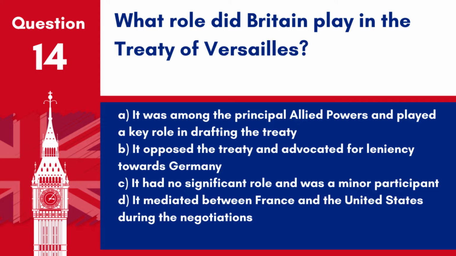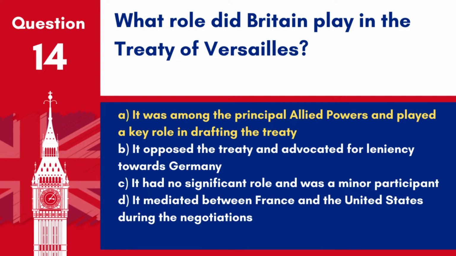Question 14. What role did Britain play in the Treaty of Versailles? A. It was among the principal Allied powers and played a key role in drafting the treaty. B. It opposed the treaty and advocated for leniency towards Germany. C. It had no significant role and was a minor participant. D. It mediated between France and the United States during the negotiations.